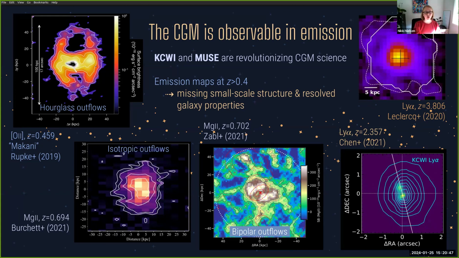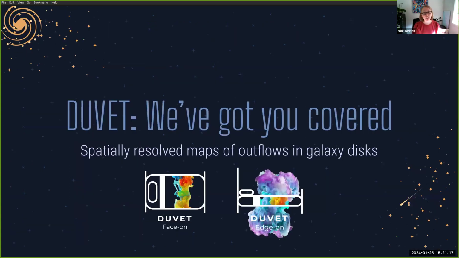So all of these maps are beautiful and they're great, but the thing that's still kind of missing from these maps is resolving the galaxy properties in order to connect the outflowing launch sites to the outflows themselves. And it's also difficult to get any small scale structure in the CGM and try and understand the cloud sizes in the CGM. So this is where our survey DUVET comes in.